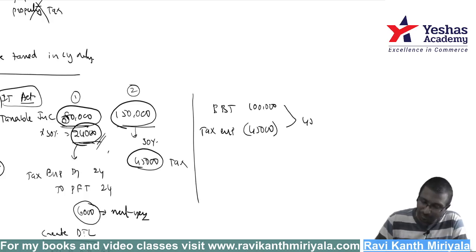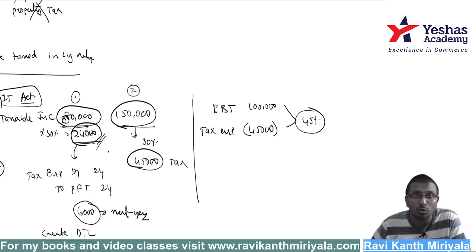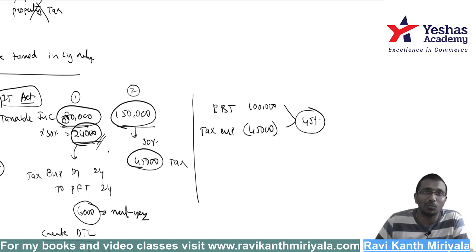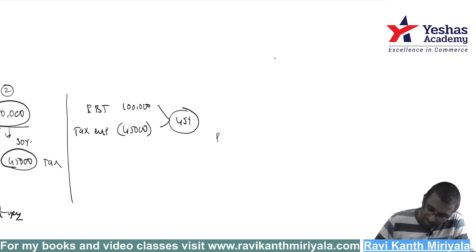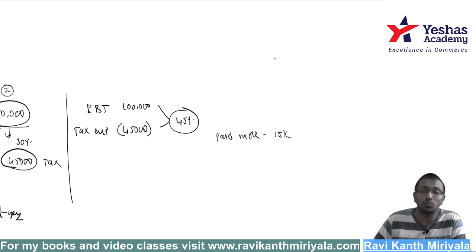That means what is happening? It is like 45% I am getting taxed in the current year. But actually my tax rate is 30%. That means, am I paying more money or not? Yes, you are paying more money. How much more did you pay, sir? Yes, we paid 15,000 rupees more. Correct. What you paid more, 15,000, isn't it like prepaid expenditure? Yes, it is like prepaid expenditure.